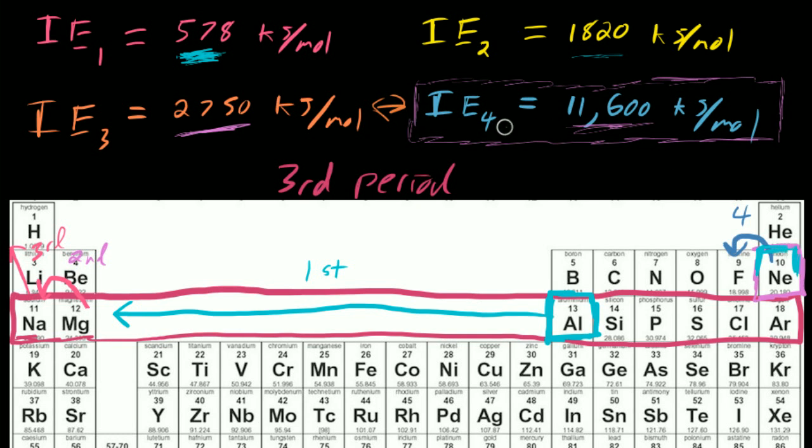And then it loses another one, and we have to put in way more energy into the system to get it to lose that final electron. So anyway, aluminum is the element that we're looking for in the 3rd period that would have an ionization energy configuration somewhat like this. Hopefully you found that useful, and I'll see you in a future video.